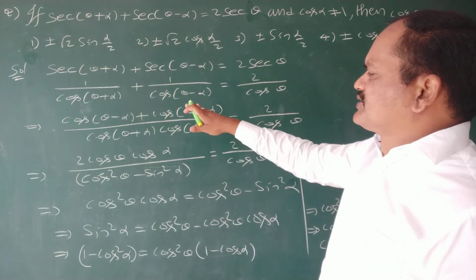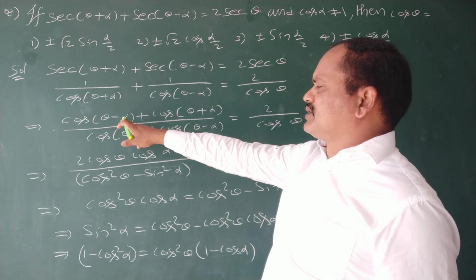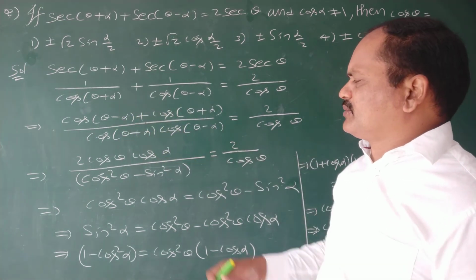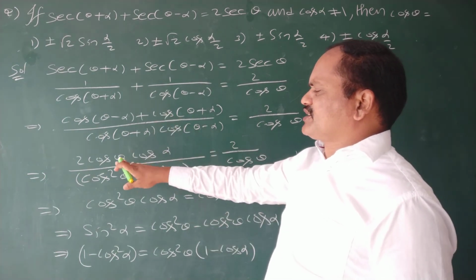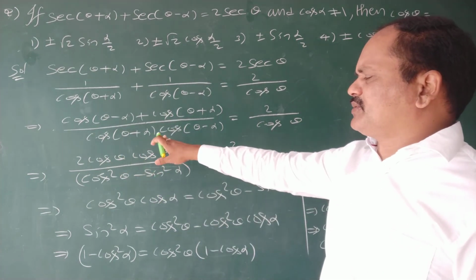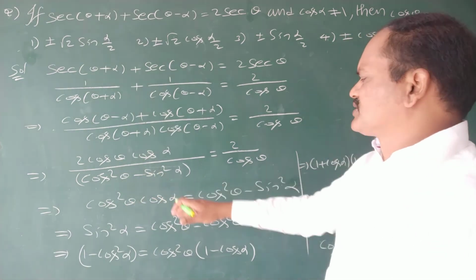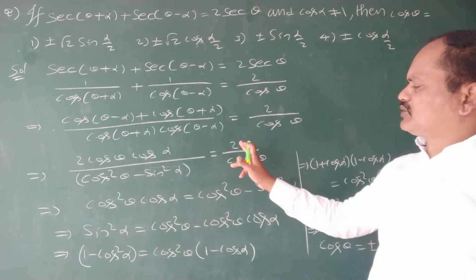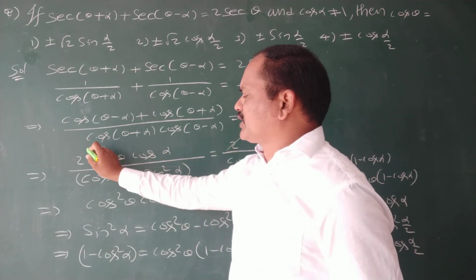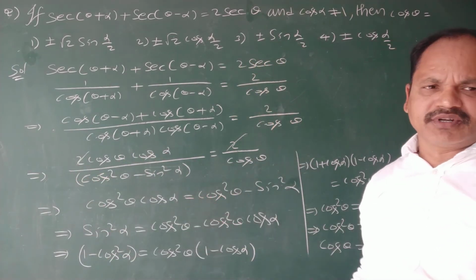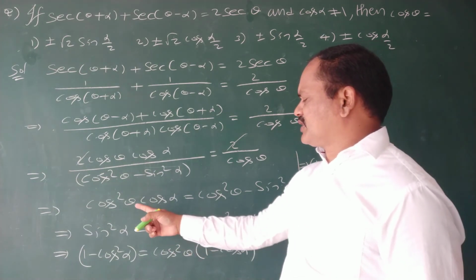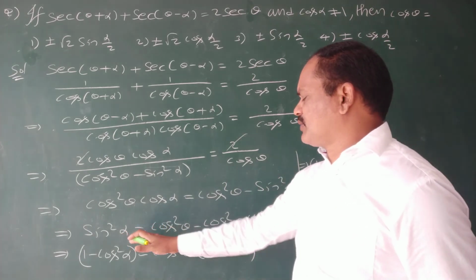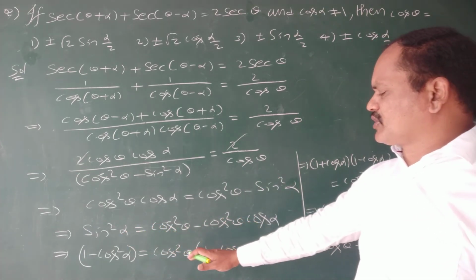Now take the LCM here. The numerator is the sum of the cosine expansions, and the denominator for the LHS is the product of the cosine expansions. For the sum we use the 2 cos A cos B formula, and for the product of cosines we use cos² θ minus sin² α, that is cos² A minus sin² B. After this, the 2 gets cancelled on both sides. After cross multiplication we get cos² θ cos α is equal to cos² θ minus sin² α. From this, sin² α is equal to cos² θ times something; take cos² θ common.